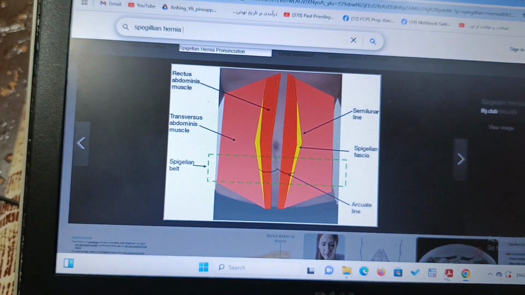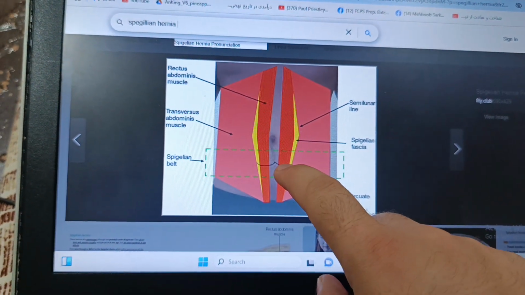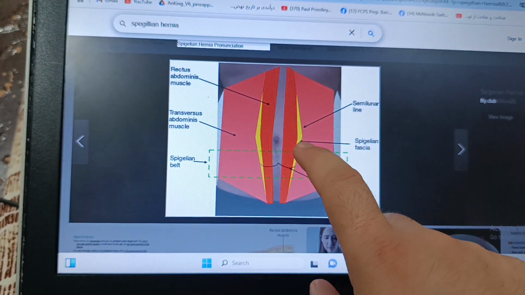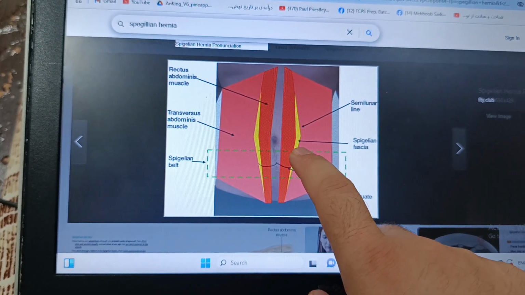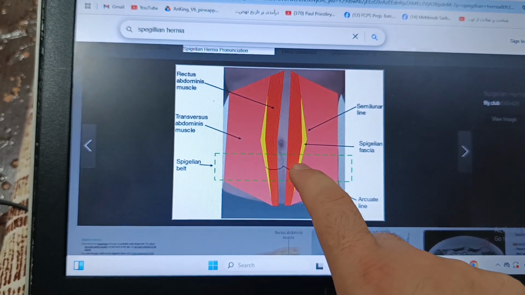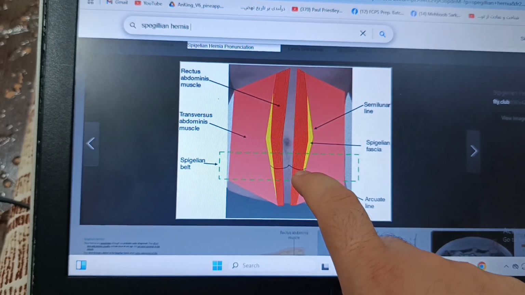Here we see the rectus abdominis muscle. This is the Spigelian fascia, from where the Spigelian hernia occurs. Here is the arcuate line. At this level, whenever there is a hernia, it is a Spigelian hernia.